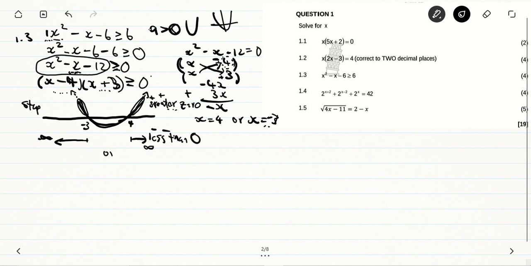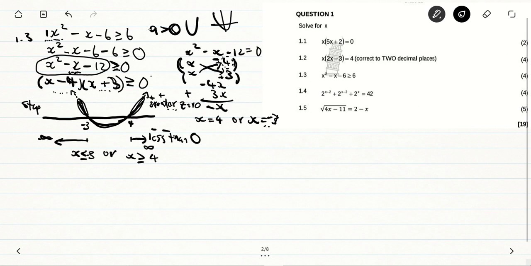You'd put an or here, and then say, this is or. You then say x is less than or equal to -3, or x is greater than or equal to 4. Exactly the way you see it. X is less than or equal to -3, or x is greater than or equal to 4.